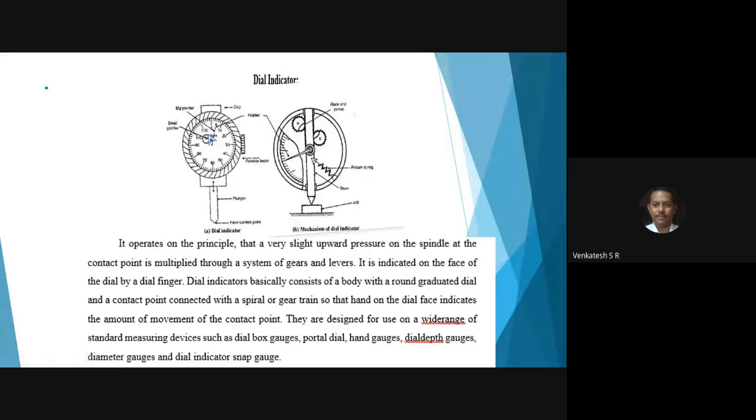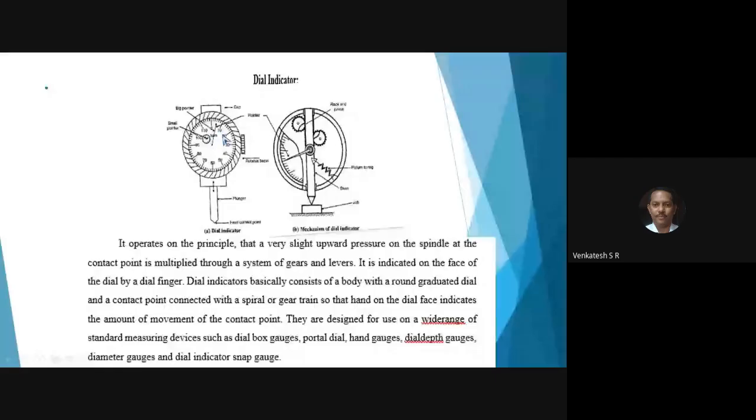dial indicator. Then in some dial indicators, for 10,000 rotations of the pointer, this small pointer moves 1 division. Now the amplification. This is very important. The amplification in the dial indicator.